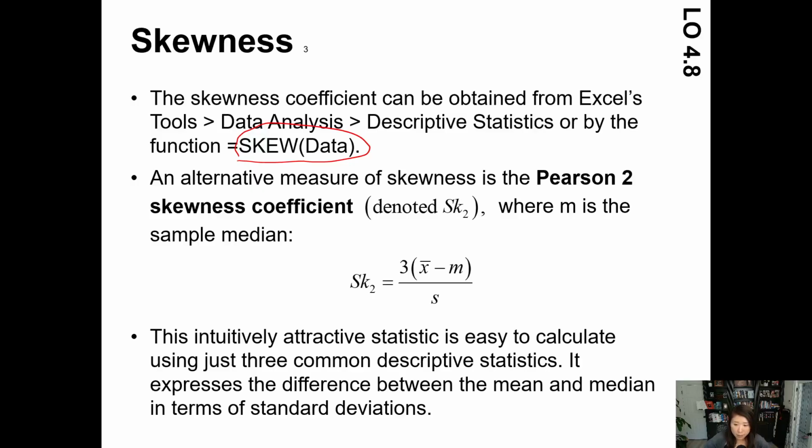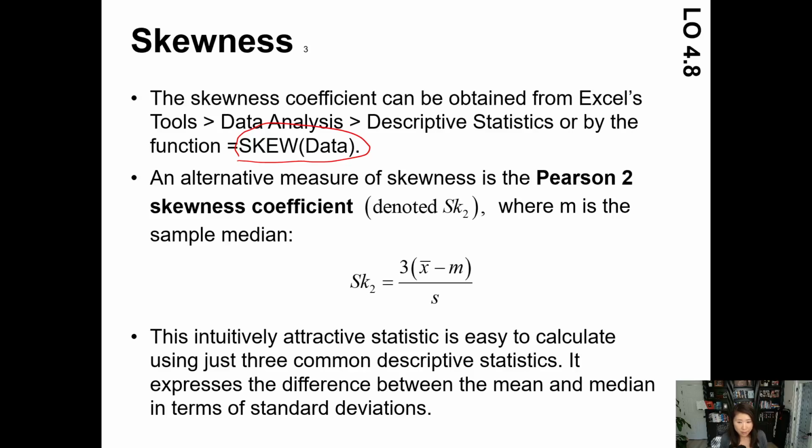The alternative skewness is called the Pearson 2 skewness coefficient. We just need to do some modification, where M is the sample median, and you take the mean of the sample minus the median, times 3, divided by the standard deviation. This is an intuitively attractive statistic, easy to calculate using just the 3 common descriptive statistics. It expresses the difference between the mean and the median in terms of the standard deviation. Remember, we're talking about how to identify the shape of the distribution based on the mean and median. So basically this Pearson 2 skewness coefficient leverages that idea.